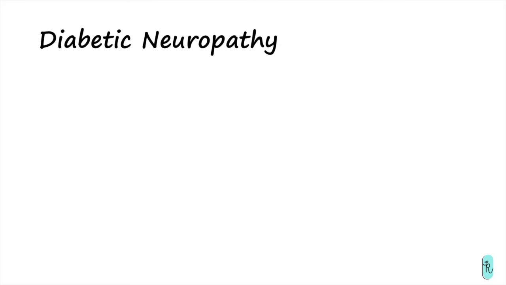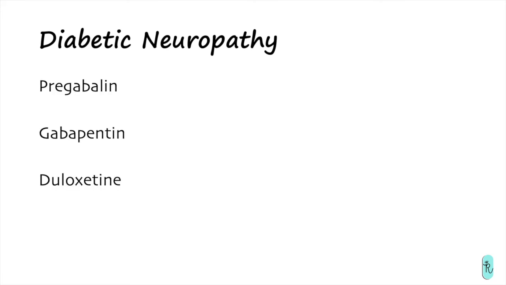Lastly, many patients' disease is complicated by diabetic neuropathy, which may manifest as pins and needle-like or burning pain in the extremities. Pregabalin, gabapentin, and duloxetine can be used to help patients with this type of pain. Duloxetine may be particularly helpful for patients who also have comorbid depression.